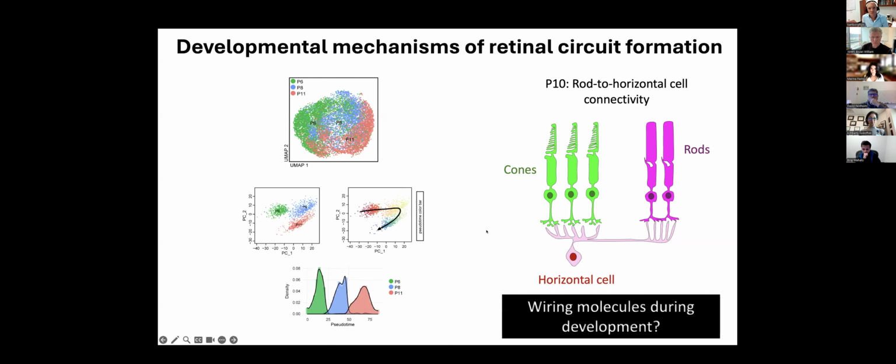So the idea is that wiring molecules, or these molecules needed to restore connections, might not be present only at one time point, but we need to follow them across development when they're making these connections to their appropriate partners.